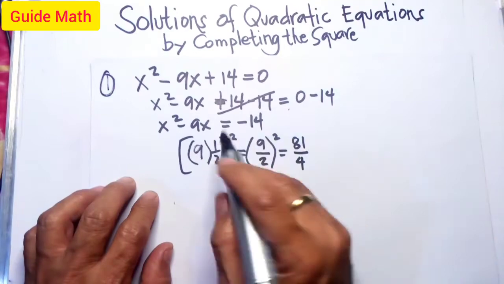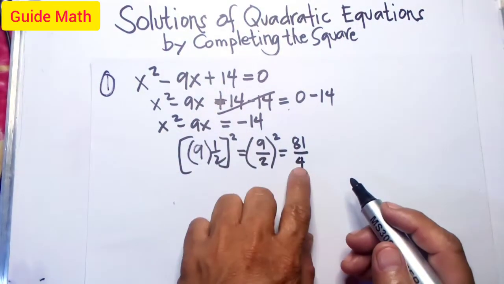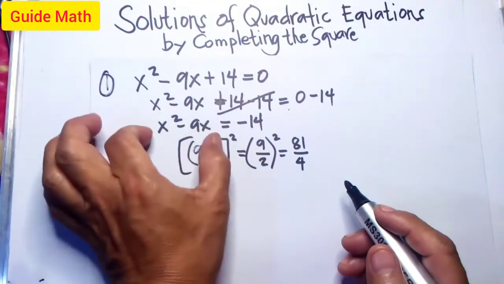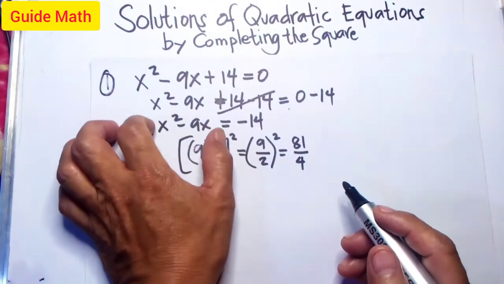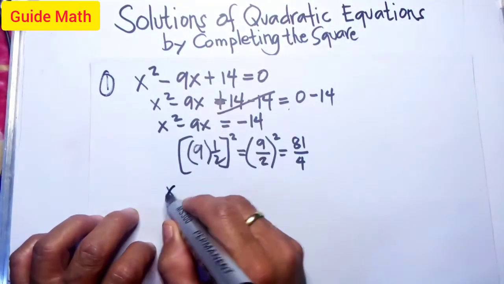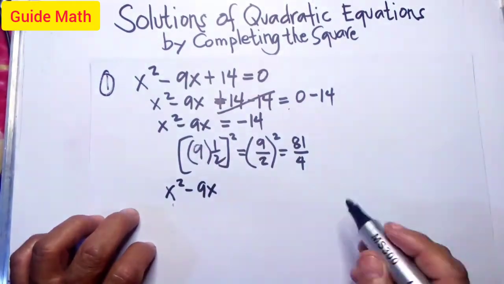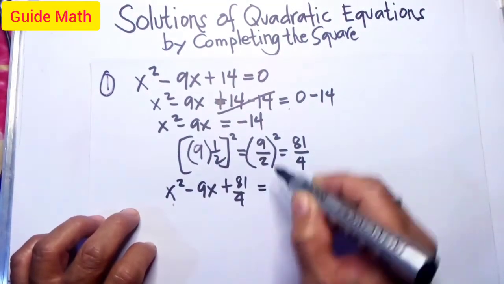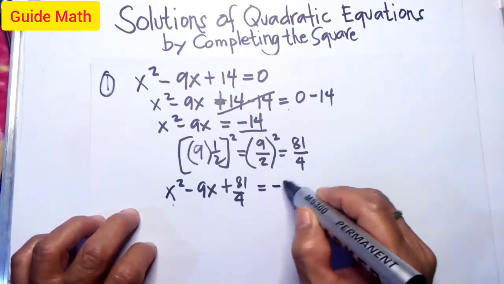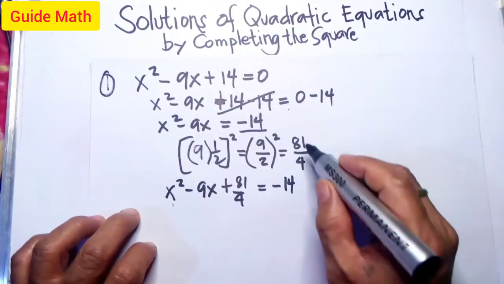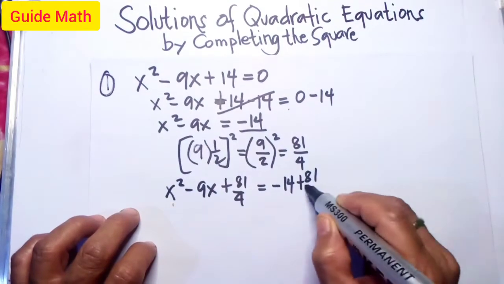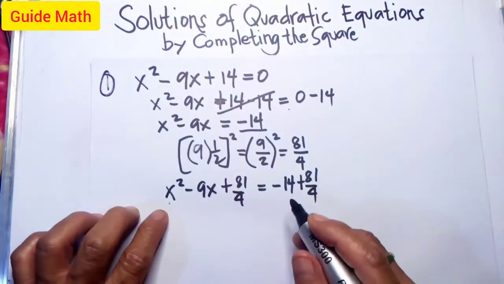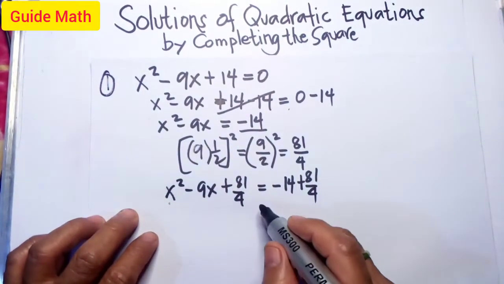So this is what we add on the left hand side, and this is also what we add on the right hand side. The purpose of adding this is so that we can make this a perfect square trinomial. So we have x squared minus 9x plus 81 over 4 is equal to negative 14 plus 81 over 4. Okay, so this is now a perfect square trinomial: x squared minus 9x plus 81 over 4.